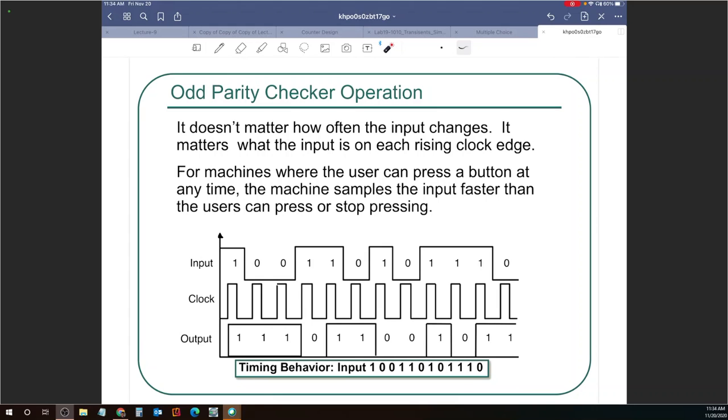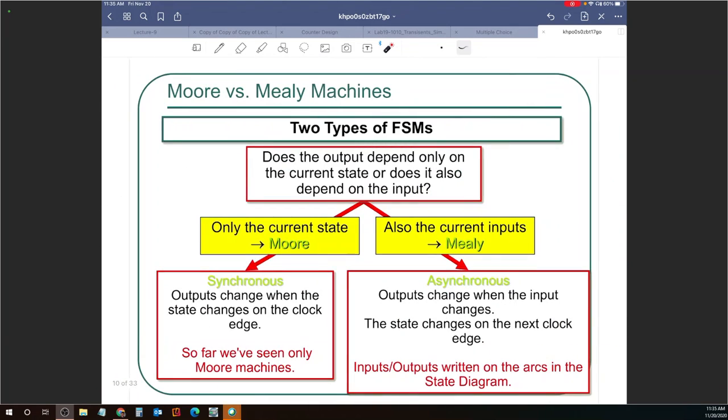For machines where the user can press a button at any time, the machine samples the inputs faster than the user can press or stop pressing buttons. So essentially the summary is we don't need to worry about it because a human is pressing or not pressing a switch or a button for the input, because the clock is very fast in comparison. All right, let us move on to the two types of finite state machines.